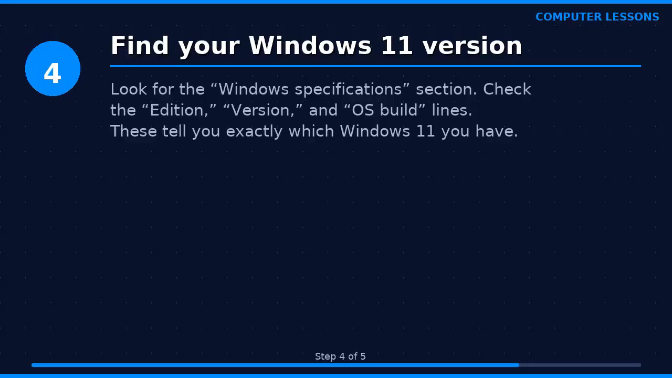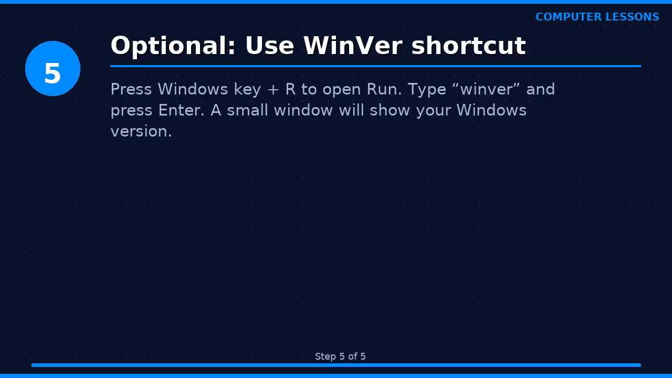Look for Windows specifications. You'll see Edition first, maybe Windows 11 Home, maybe Pro. Right under that, you get version and OS build, the exact numbers coaches, tech support, love to see.